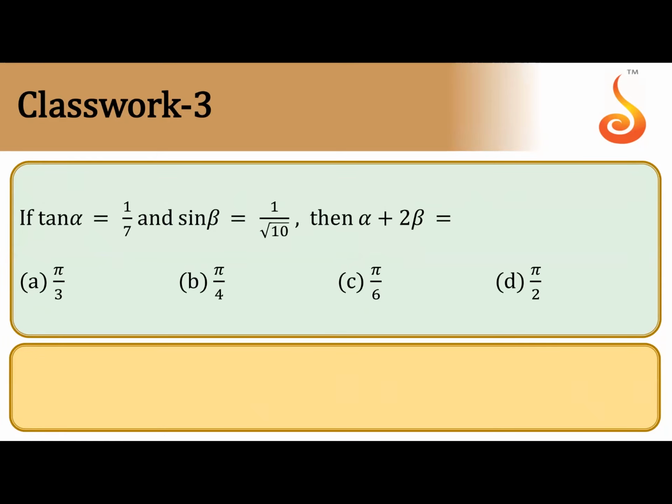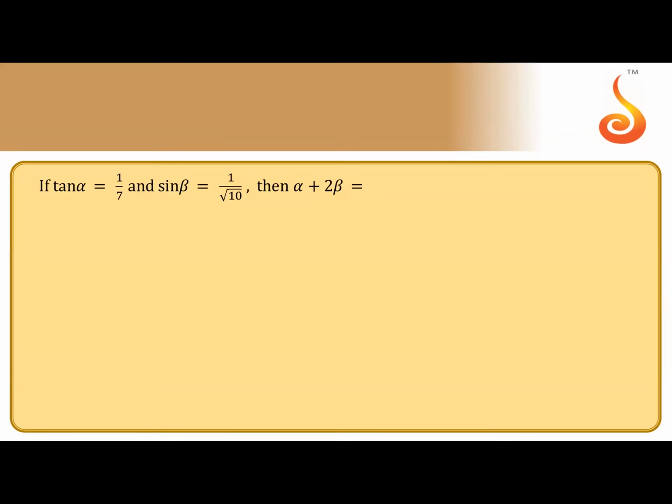If tan alpha is 1 by 7 and sin beta is 1 by root 10, then they are asking alpha plus 2 beta. Tan alpha is given, sin beta is given. They are asking alpha plus 2 beta. There are two methods of solving this one. One method you can apply trigonometry, other method you can apply inverse trigonometry. That also you can solve. Let us go for the trigonometry concept.